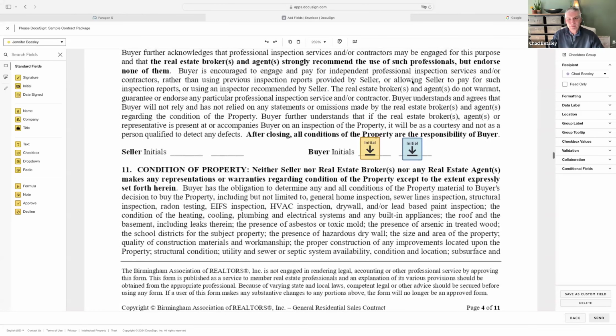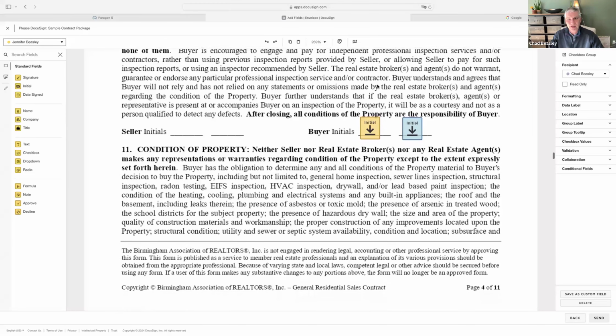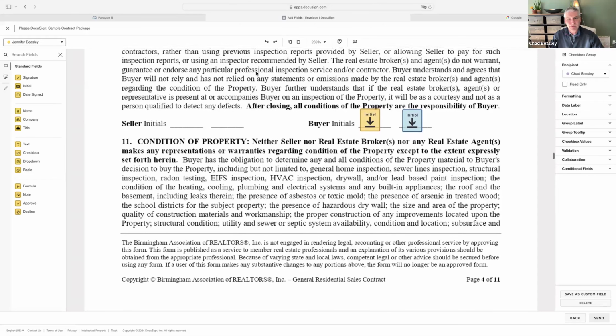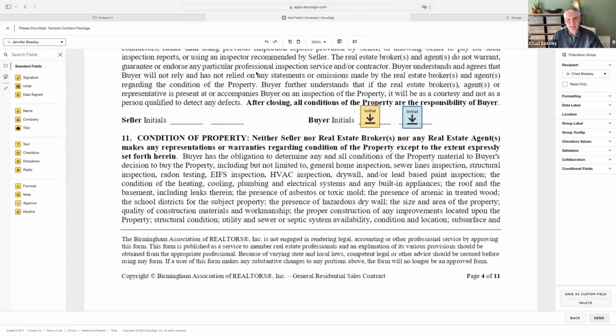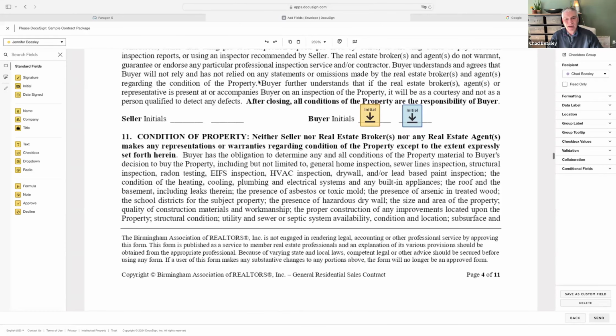Buyer is encouraged to engage and pay for independent professional inspection services rather than using previous inspection reports provided by a seller, or allowing the seller to pay for such inspection reports, or using an inspector recommended by the seller. You can deduce why that all could be a bad idea. The buyer wants those inspectors working for them. If the seller's paying for it, that inspector's working for the seller.